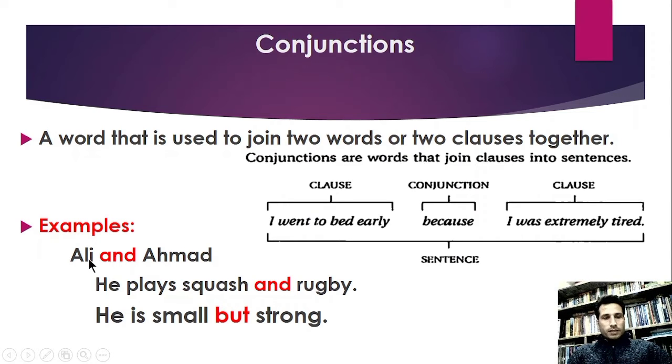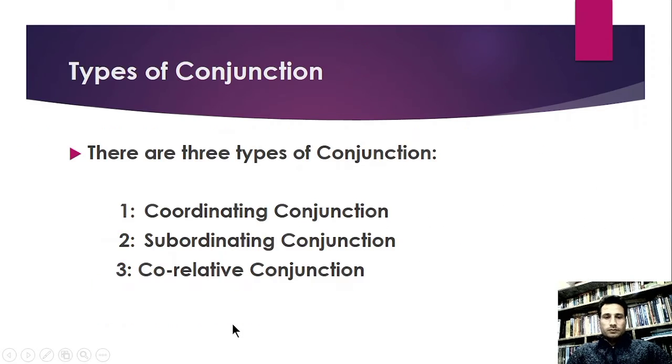Here are some more examples. Ali and Ahmed. So we have two names here, Ali and Ahmed, and we join them with the help of and. He plays squash and rugby. So again, squash and rugby, they are two different words and they are joined with the help of and. He is small but strong. Again, small and strong, they are two adjectives and we join them with the help of but.